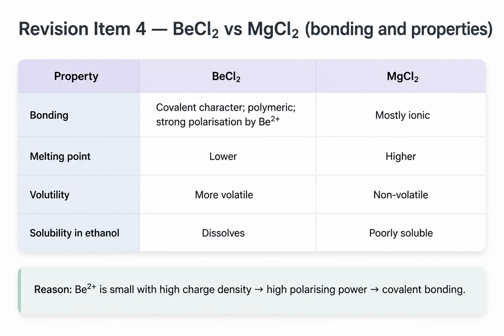To explain why beryllium chloride behaves so differently from magnesium chloride, focus on polarization. Be2+ is very small, so it has high charge density and strong polarizing power. It distorts the electron cloud of chloride ions, giving Be-Cl bonds significant covalent character and leading to polymeric structures. Covalent, molecular, or polymeric compounds tend to have lower melting points and can dissolve in organic solvents like ethanol. Magnesium 2+ is larger and less polarizing, so MgCl2 is much more ionic, with a higher melting point and much better behavior in water than in organic solvents.